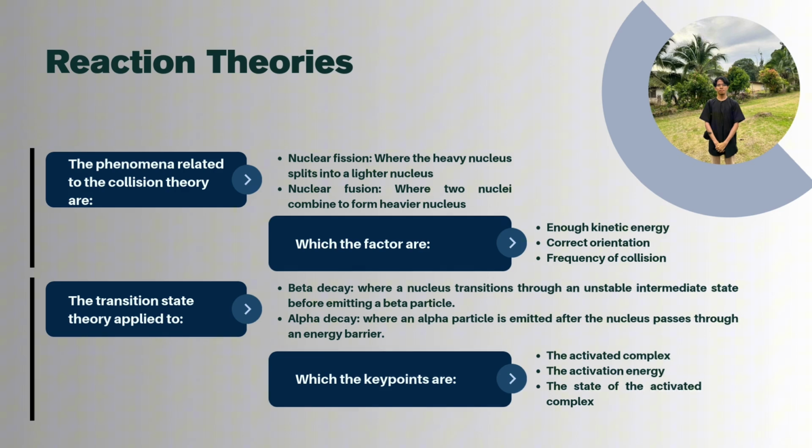While transition state theory explains alpha and beta decay, in which the particles become excited and form an activated complex by surpassing the activation energy. These unstable particles can become the product of the reaction or revert to their stable form.